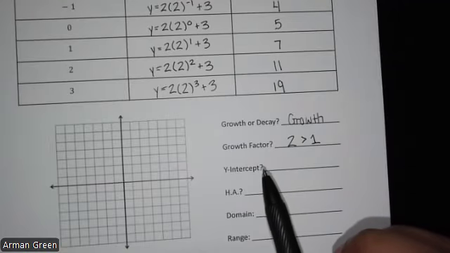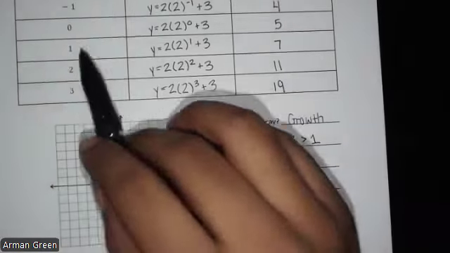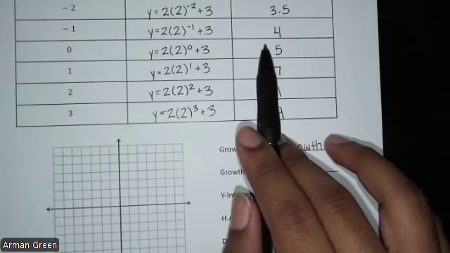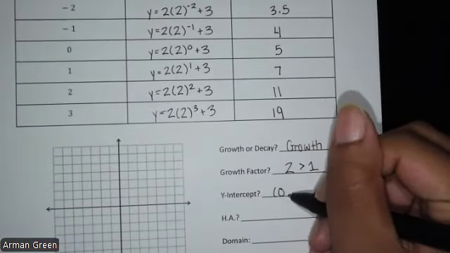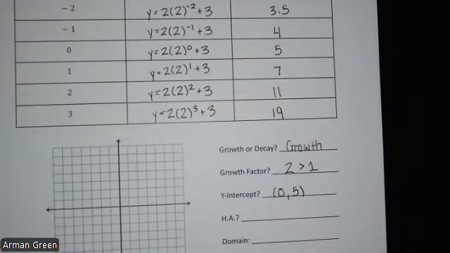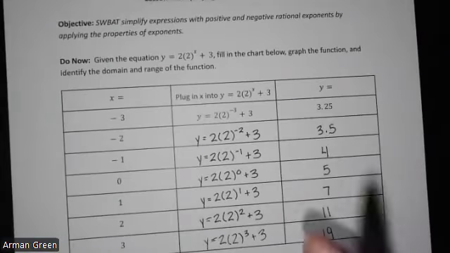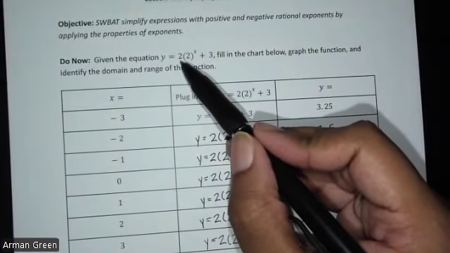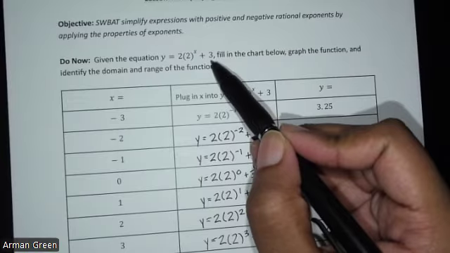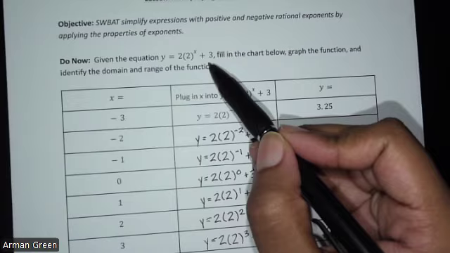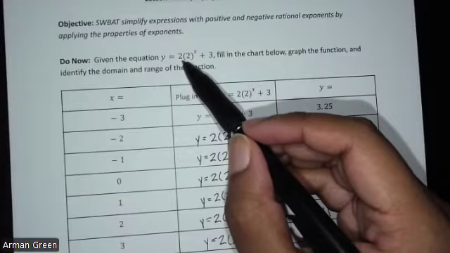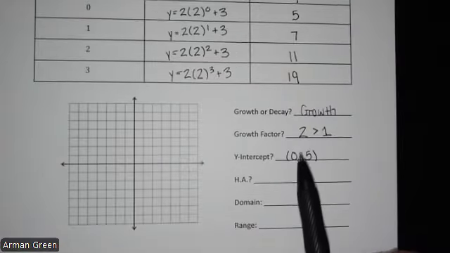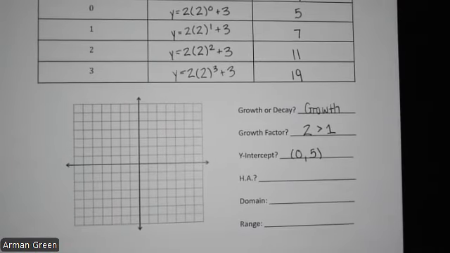Now, our growth factor is 2. Our y-intercept, we've actually filled in from the table. This point here, 0, 5, is your y-intercept. Another way you can identify that is to look at our function and take your initial value, which in this case is 2. Since we have a vertical shift of 3, we need to add 3 on top of that. So 2 plus 3 is 5. Hence our y-intercept is 0, 5.